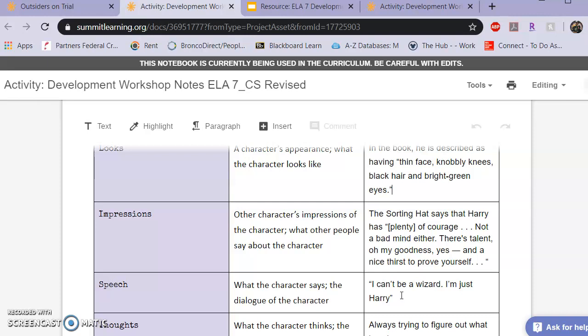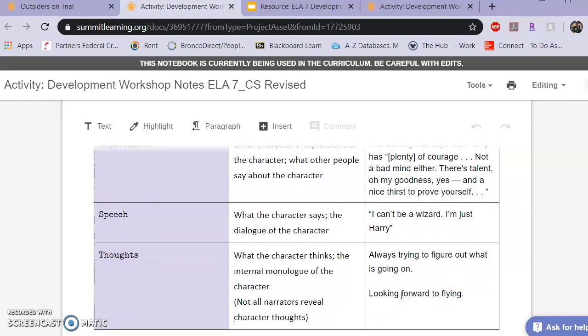Okay, and this goes again to how humble he is, how loyal he is, the kind of character he is, and his thoughts. So this is what the character thinks: the internal monologue, that means the voice in their head. But we have to remember, not all narrators reveal the character's thoughts. We're very lucky that in The Outsiders and in Harry Potter, the author does tell us what Ponyboy is thinking in particular.